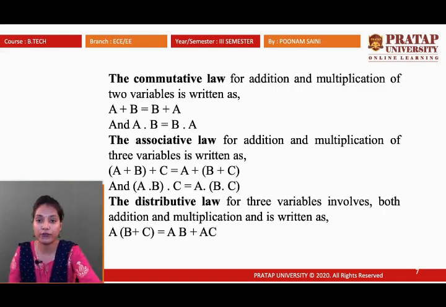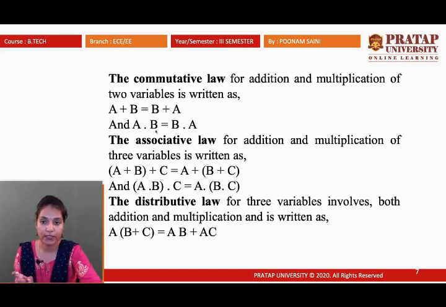So in the commutative law, we can say that for addition and multiplication of two variables, that means A plus B is equal to B plus A. Let's take an example. A is 1, B is 0. 1 plus 0 is equal to 1, and B plus A is 0 plus 1, so 1 is equal to 1. That means LHS equals RHS.